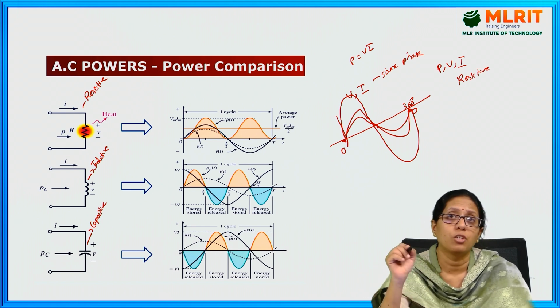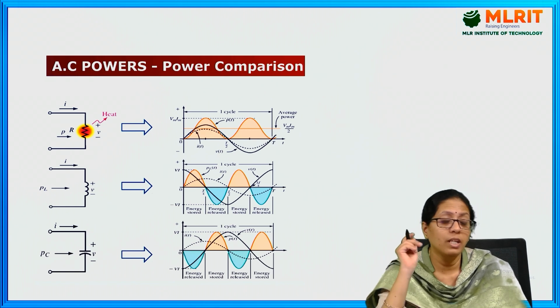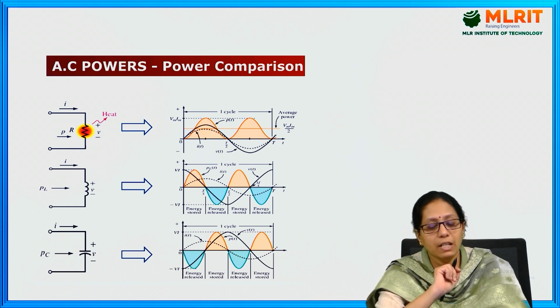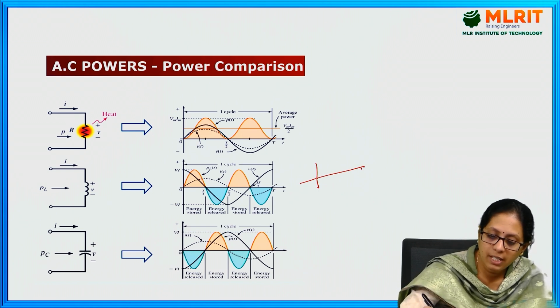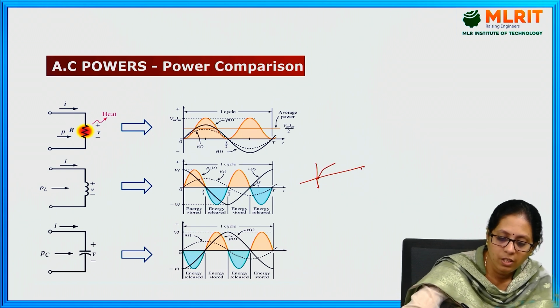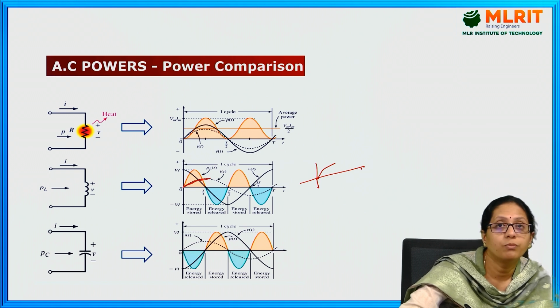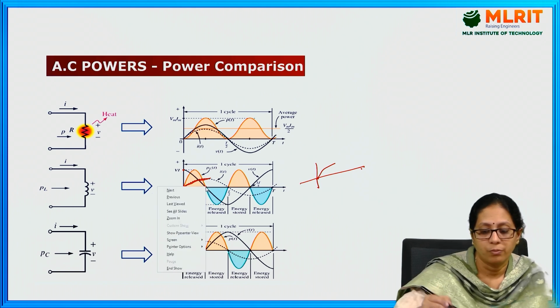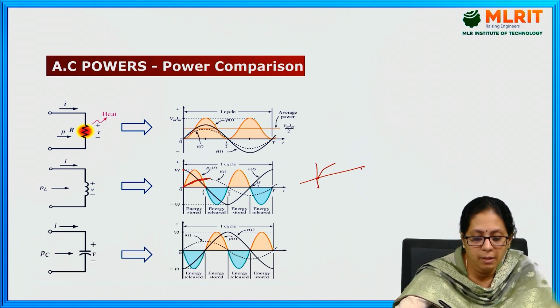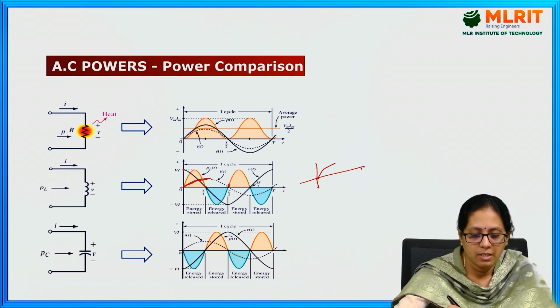The second picture will show you the inductive load. In the inductive load, you can see the current is starting from 0, but voltage is not starting from 0. It has a maximum peak here. So at this particular point, current value is there, voltage is 0. And again at this particular point, the current is 0, but voltage is present.